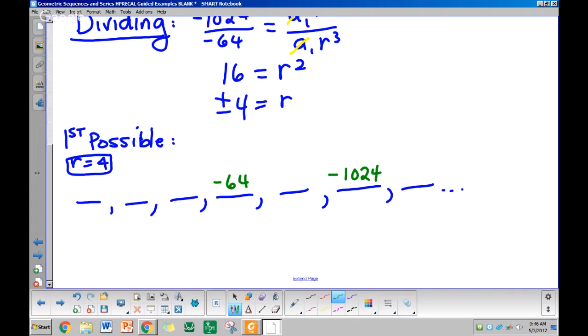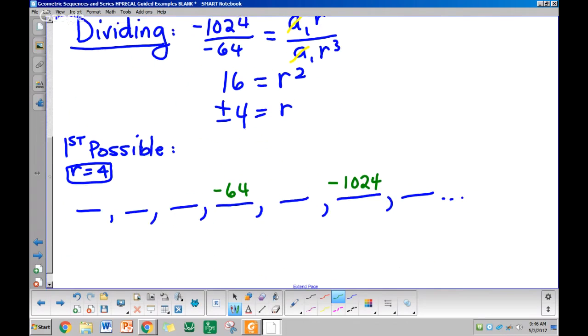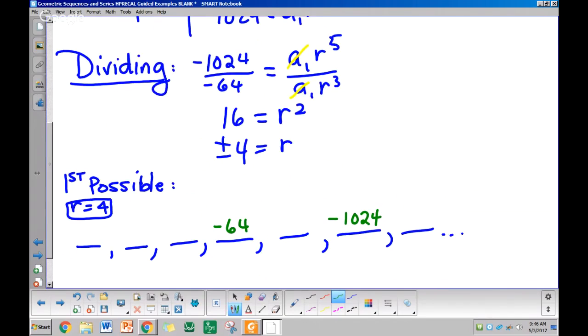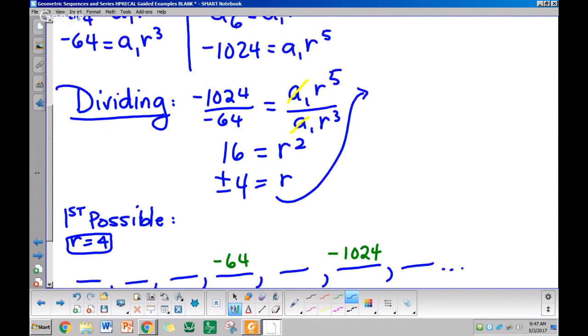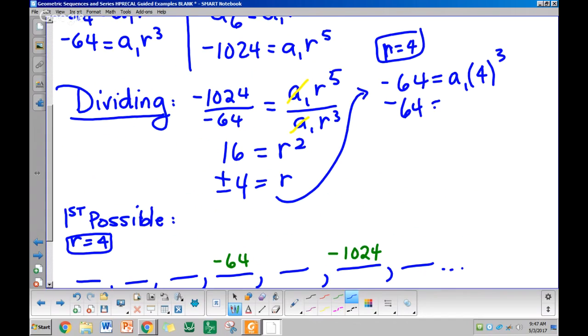Now how do I figure out what A sub 1 is? Should we use this equation and use the easier equation? Which one's the easier one? I think this one's the easier one. We can say negative 64 equals A sub 1. We're going to use the R equals 4 one first. That's an R, not an N. So that's 4 to the third. So what happens? We have negative 64 equals 64 A sub 1. So A sub 1 is negative 1.